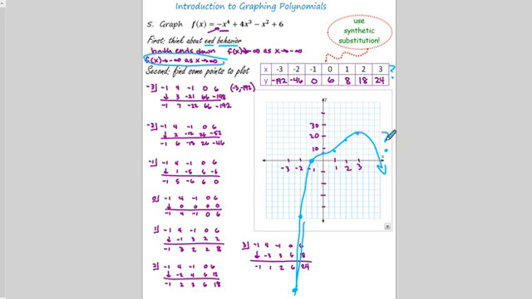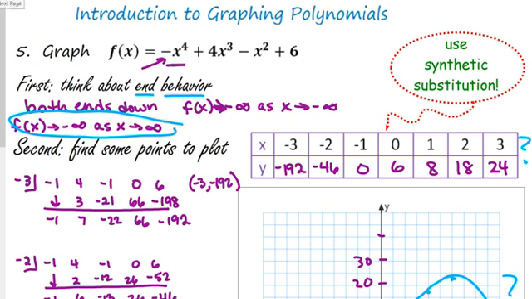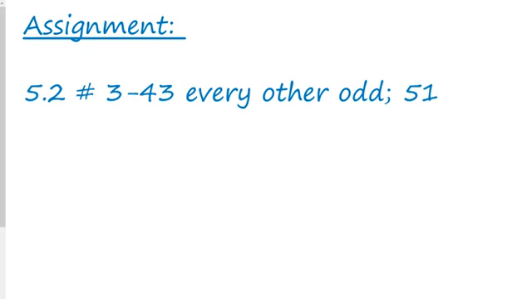Okay. So there's kind of a little introduction to graphing polynomials, and like I said earlier, we're going to get more detail as we go through this unit. The main point of today was practicing synthetic substitution. And here is your homework.